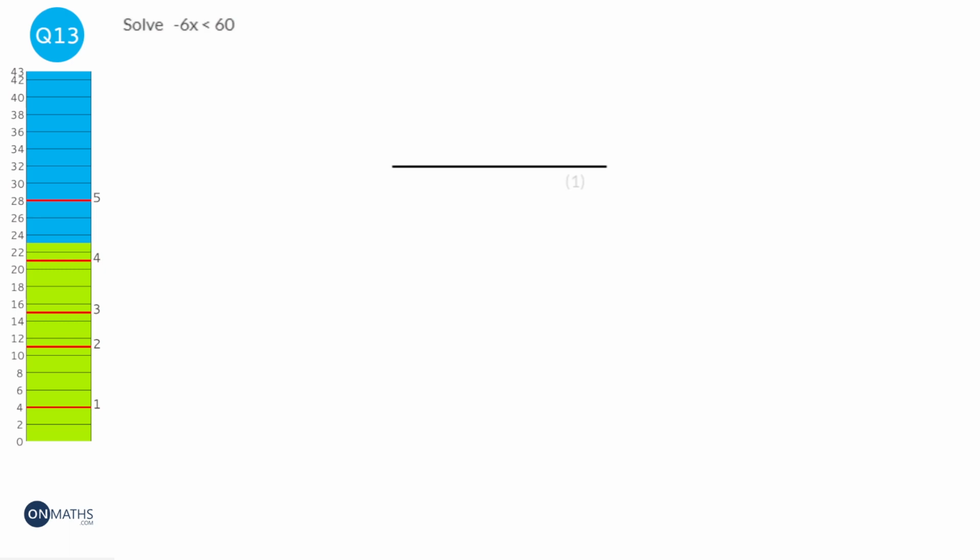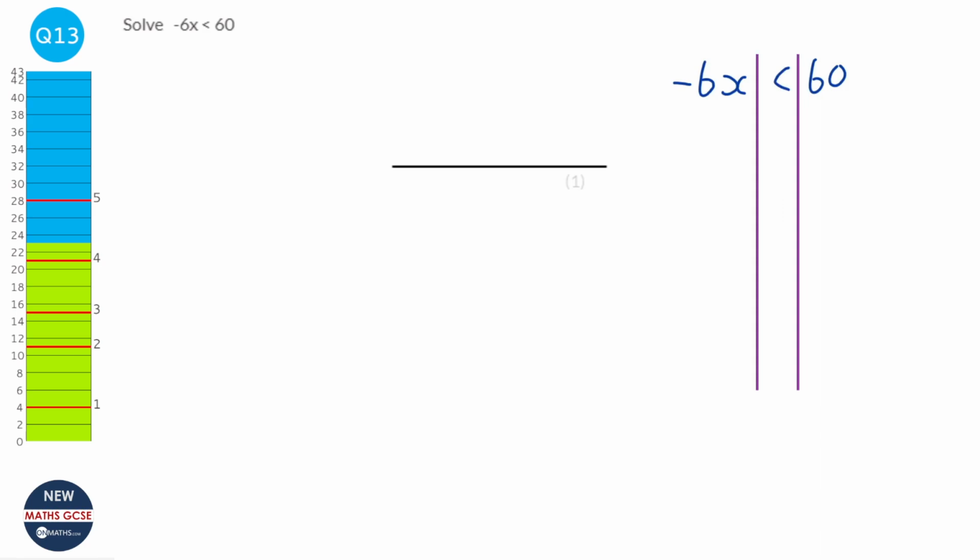Okay, so we're going to start by writing this out a little bit bigger, give us a bit more space. So it's minus 6x is less than 60. And we're going to do our tram lines down. And we're going to start by dividing both sides by minus 6, because that's what this is doing, it's timesing the x by minus 6. So that gets rid of the minus 6 on the left hand side. And it's going to be 60 divided by minus 6, which will be minus 10.